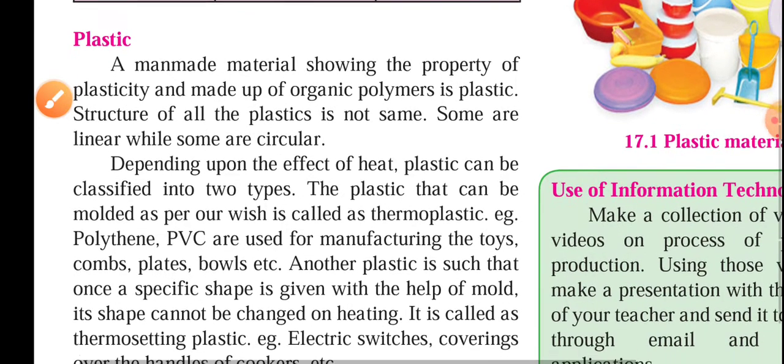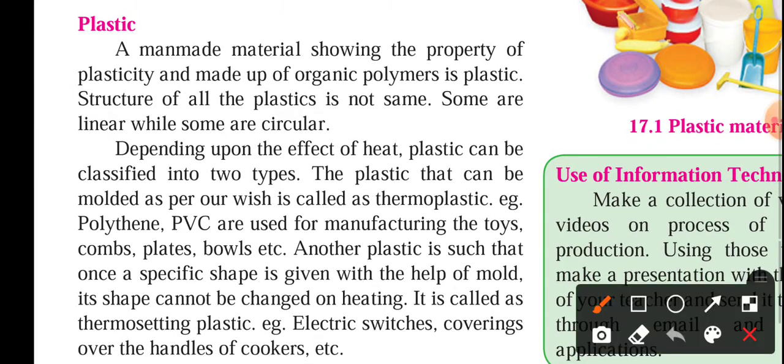In that, the major articles which we use nowadays are made up of plastics. This property of plasticity, and being made up of organic polymers, this particular material is called plastic. The structure of all plastics is not the same because some plastics are soft, some are hard, some are different colored, or they have different properties among themselves, and on the basis of that the plastics also can be classified further.